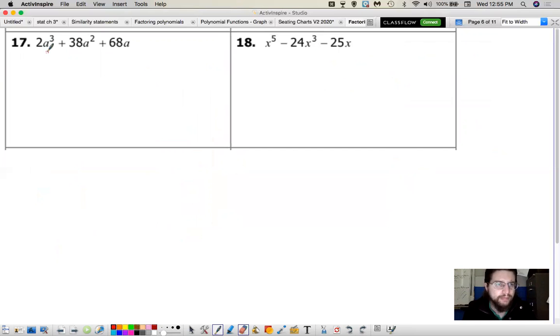GCF. A and a 2. They all got a 2 in them, they all got an a in them. So let's write down what we're left with. A squared plus 19a plus 34.